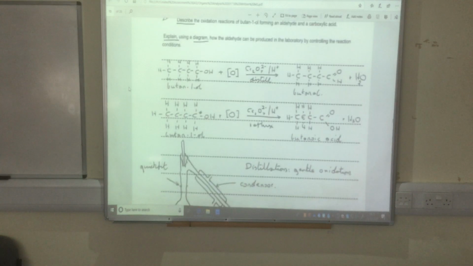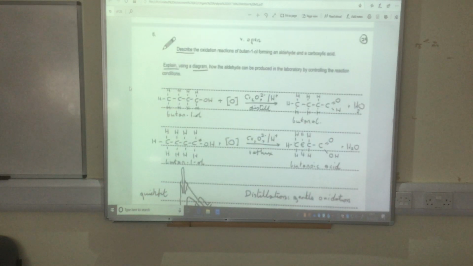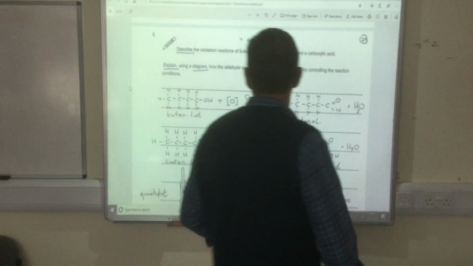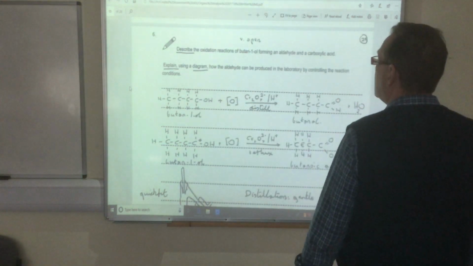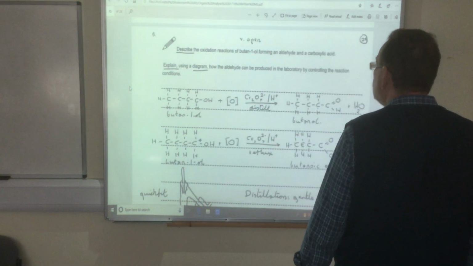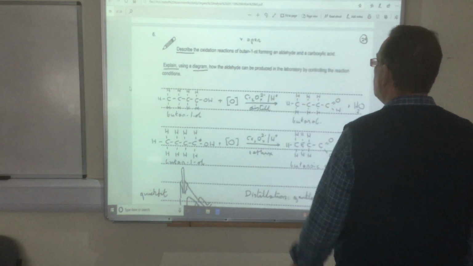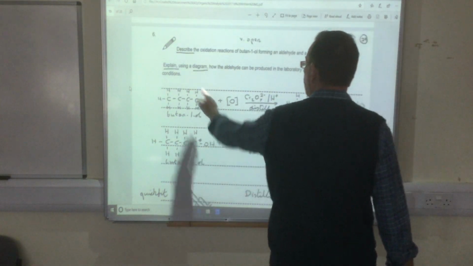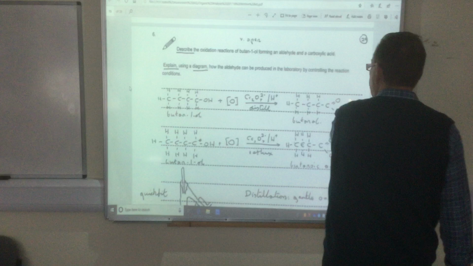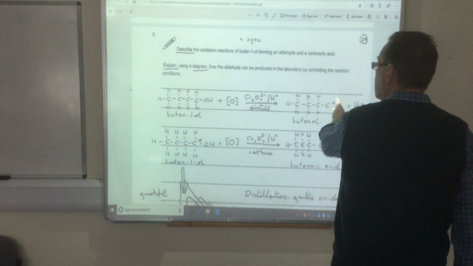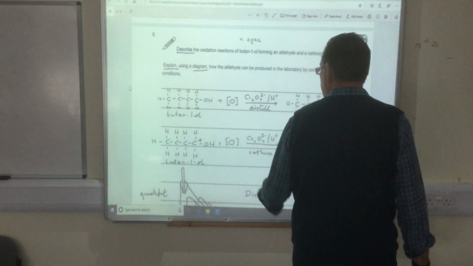Right, I'm not going to bother with all this, really. Describe the reactions of butan-1-ol, the aldehyde and the carboxylic acid. Explain using a diagram how the aldehyde can be produced in the laboratory. We're talking distillation. Okay, we know all this. There's my butan-1-ol, a straightforward reaction. Butanal, there it is, that one there.